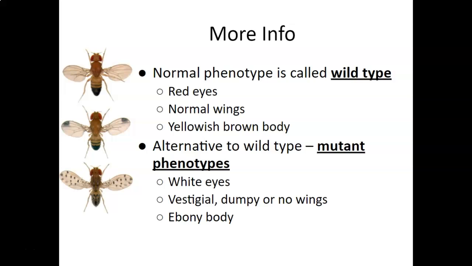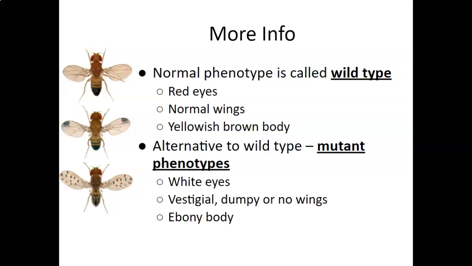So a normal phenotype would be the wild type. It's what you would see in the wild, right? It's the most normal version. So red eyes, normal wings, a yellow-brown body. That's the wild type, like the first picture on the top left. That would be a wild type fruit fly.